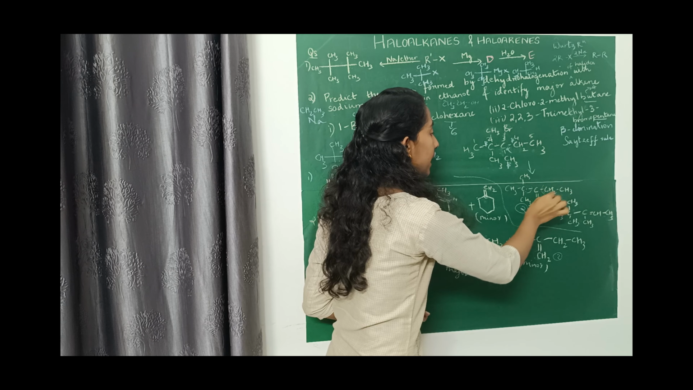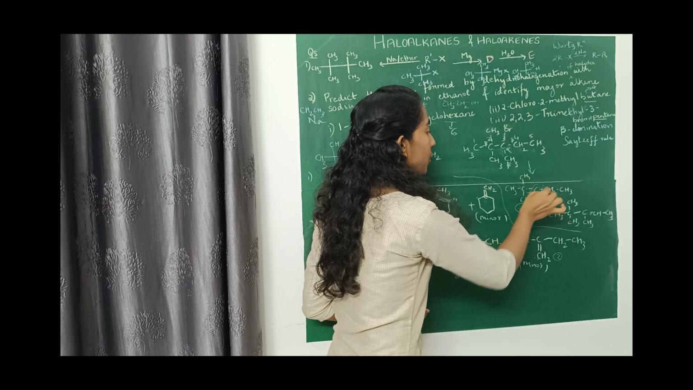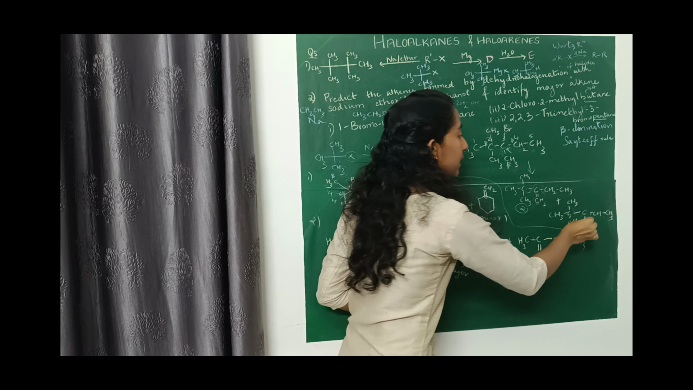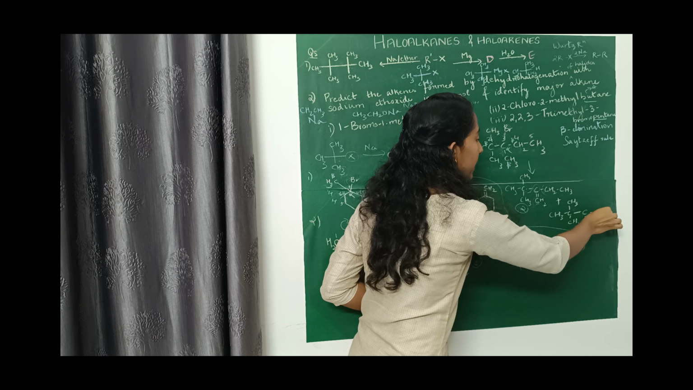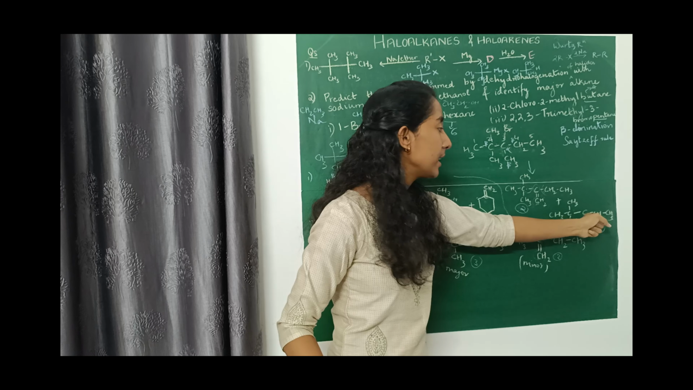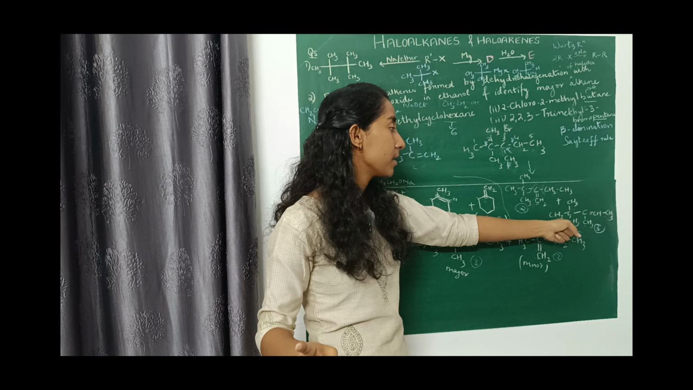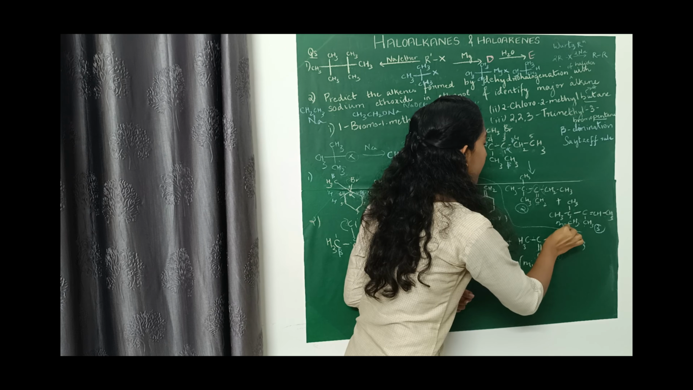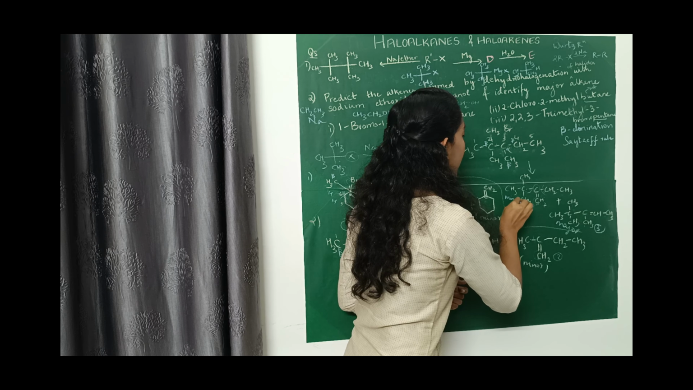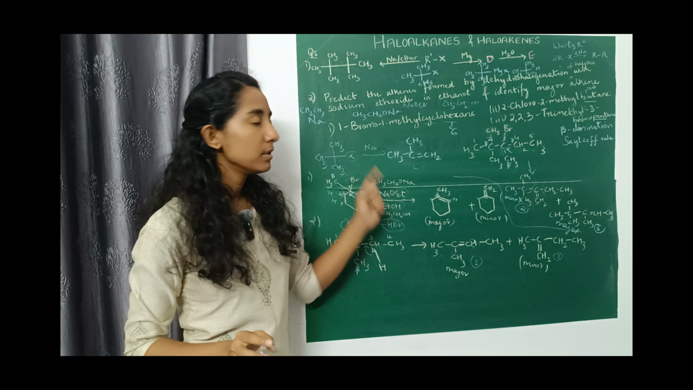In the first case, two alkyl groups are attached to the doubly bonded carbon atoms. In the other, two alkyl groups are attached to one carbon and one alkyl group to the other, the other being hydrogen. So three alkyl groups are attached to the doubly bonded carbon atoms. Which will be the major product? As per the rule, this will be the major product, and this will be the minor product. I hope this much is clear for you.